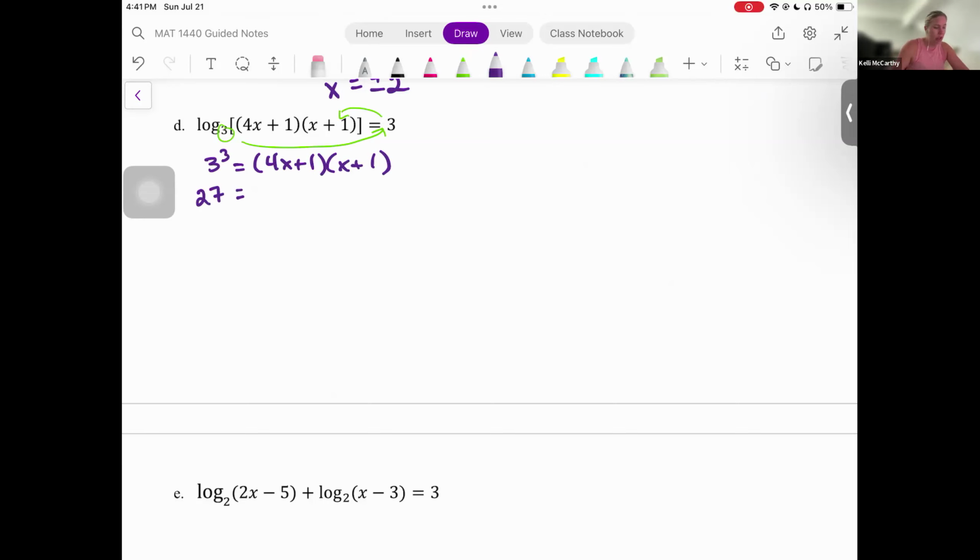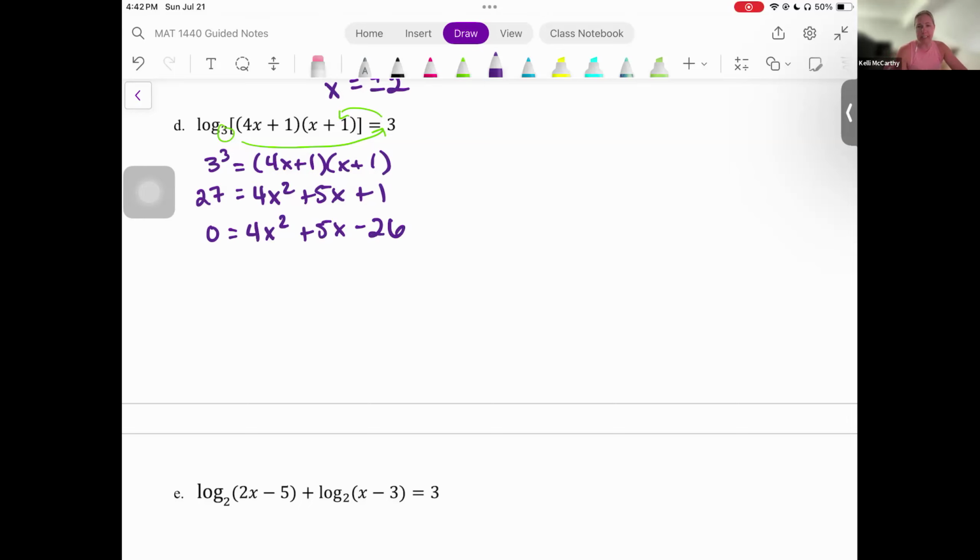And now we're going to FOIL on the right-hand side. We get 4x squared plus 4x plus 1x, which is plus 5x, plus 1. Now we want to set this equal to 0, so we're going to subtract 27 from both sides. So 0 equals 4x squared plus 5x minus 26.